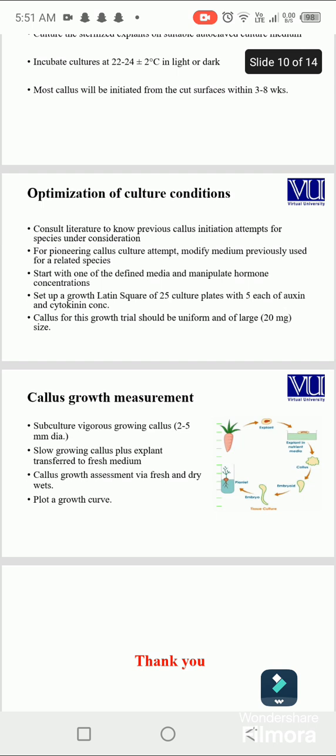Optimization of culture conditions. Consult the literature to know previous callus initiation attempts for the species under consideration. For a pioneering callus culture attempt, modify a medium previously used for a related species. Start with one of the defined media and manipulate hormone concentrations. Set up a growth Latin square of 25 culture plates with 5 each of auxin and cytokinin concentration. Callus for this growth should be uniform, of a large 20 mg size.